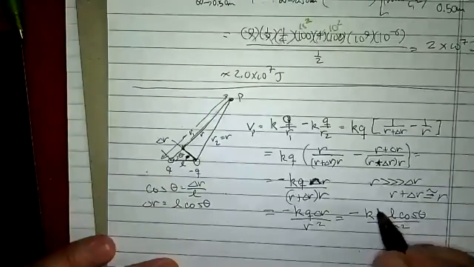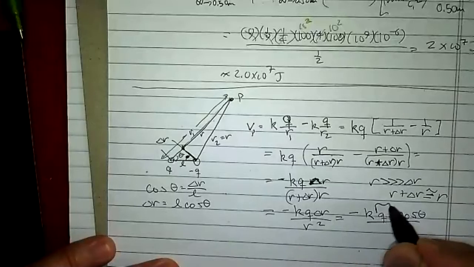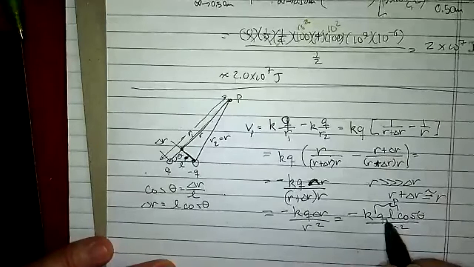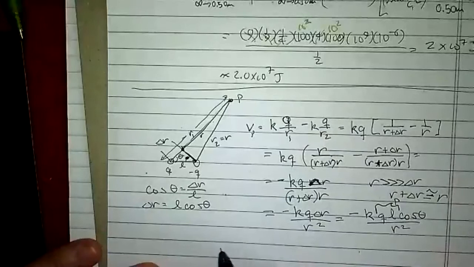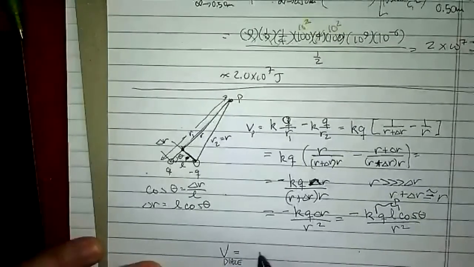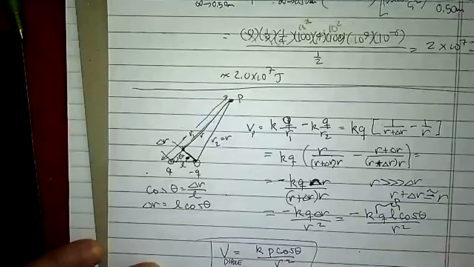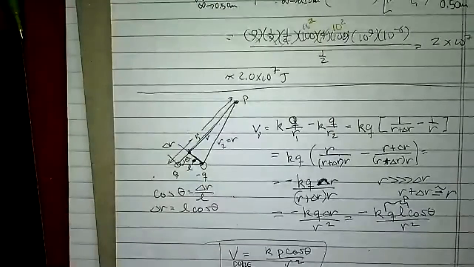Well, that dipole moment that I told you about, here it is. We're going to call it P, and it's basically the product of the charge and the distance between them. So that's the dipole moment. What we say is the voltage at some point due to a dipole is equal to K times P cosine theta over R squared. So that's another formula we will use.